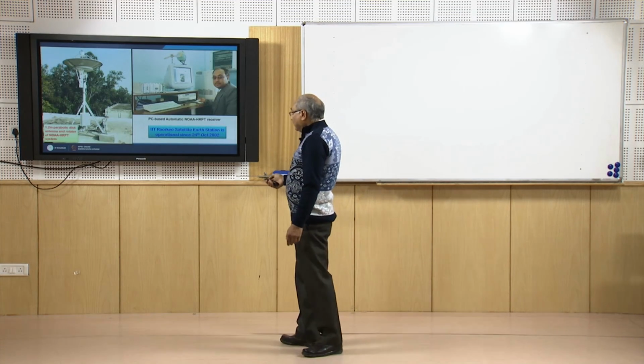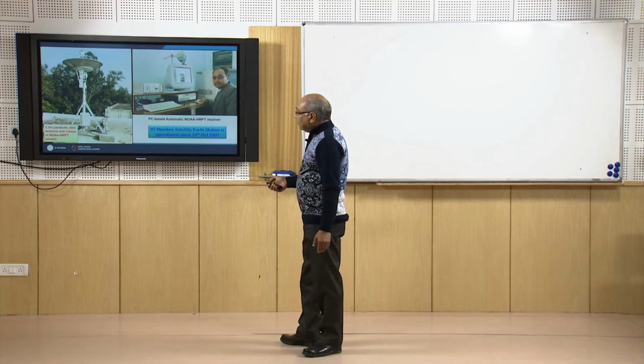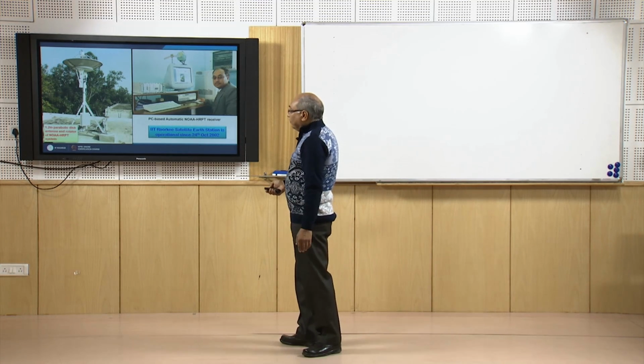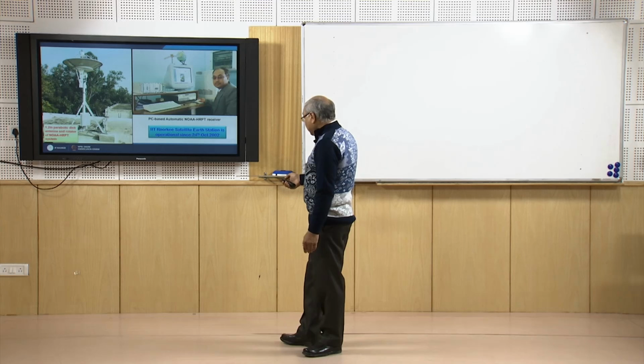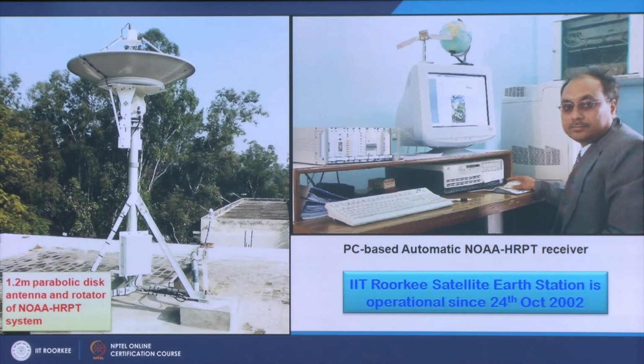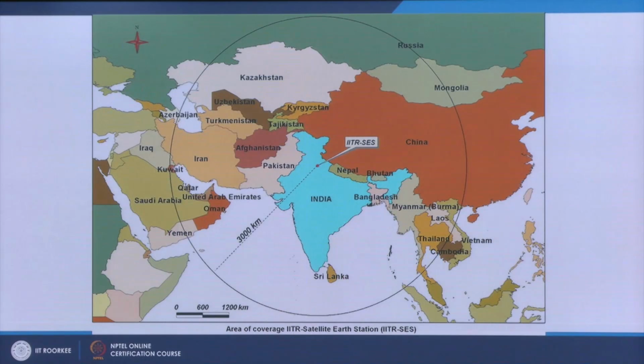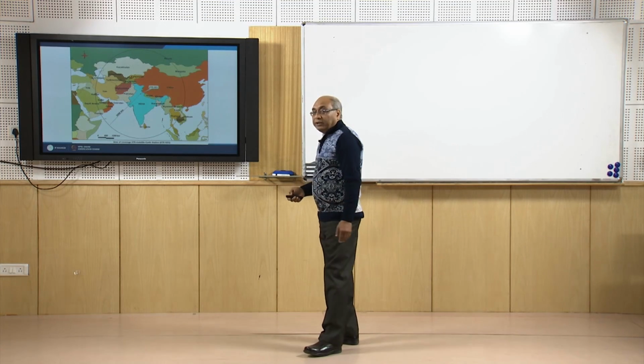And this is the station which I have already shown in previous lectures, and we have been operating this earth station since October 24th 2002. Still it is operational. It has acquired thousands of NOAA images which we have archived and which can be used for long term applications.